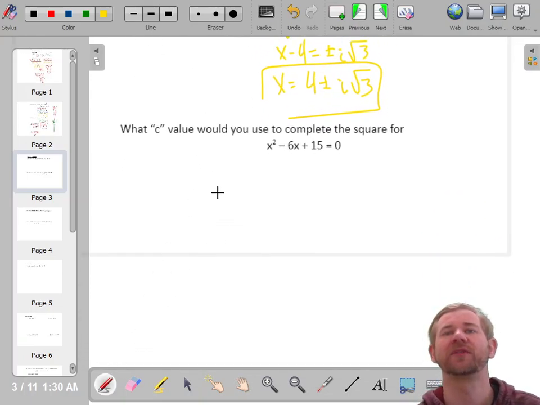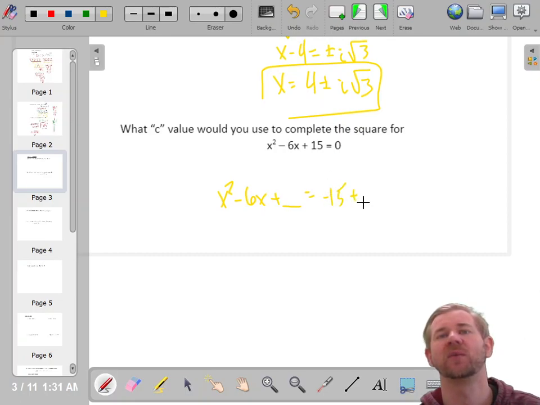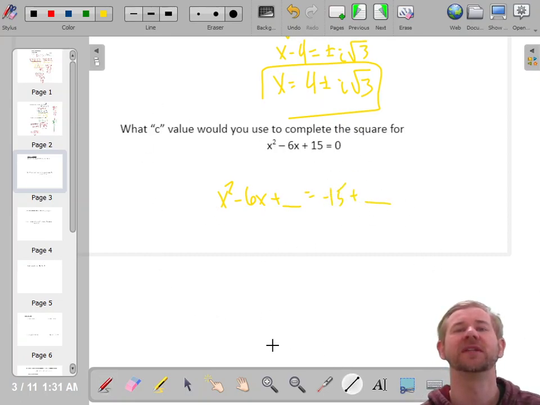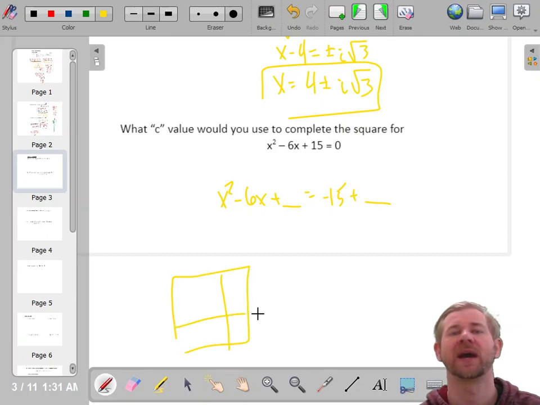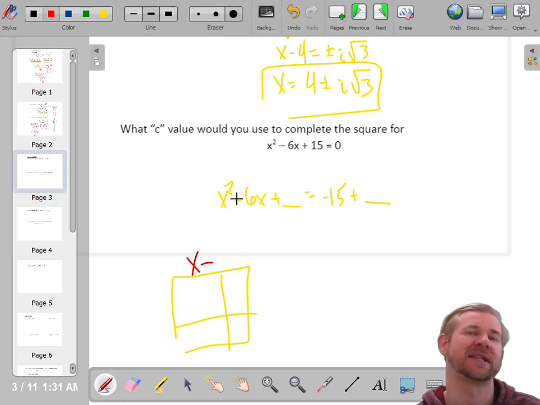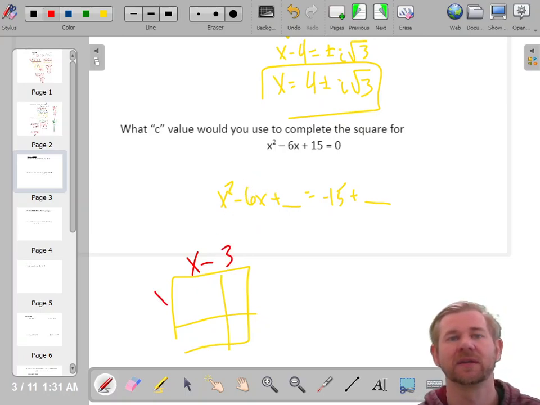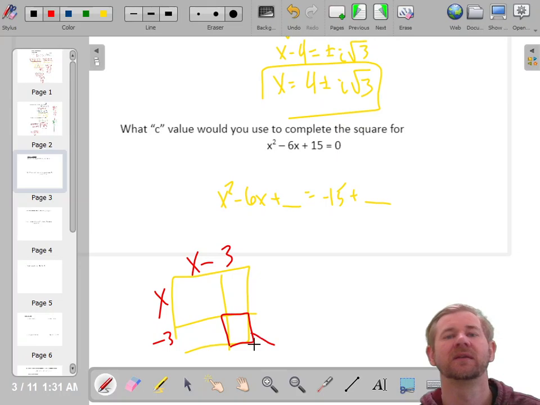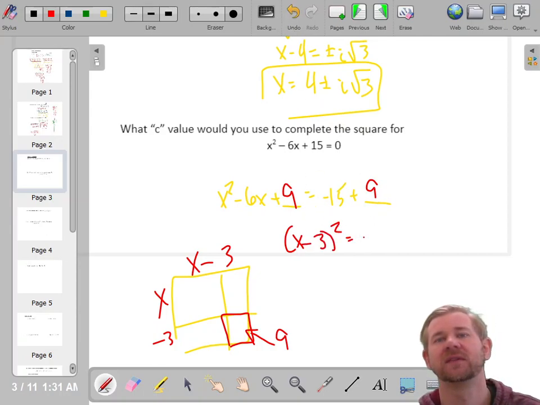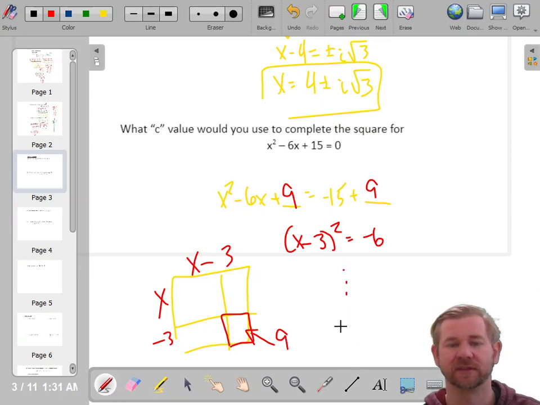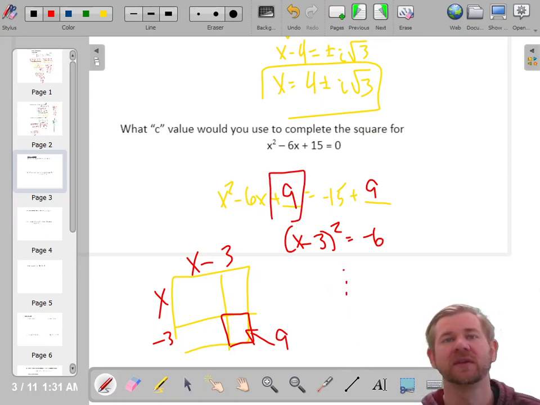What would you complete the square with? Remember, you start with something like this, and you would move the 15 over. We don't actually need to do the whole thing. We just need to figure out what would be in the corner. And the way I drew this is I draw a picture. It's always x minus, or x plus half of b, half of negative 6 is negative 3. So what would this corner be? 3 times 3 is 9. So you would add 9 to both sides. And the factored form would look like this. Negative 15, like that. And you could keep going, but we don't need to. Okay, it just says what would you complete the square with? 9.